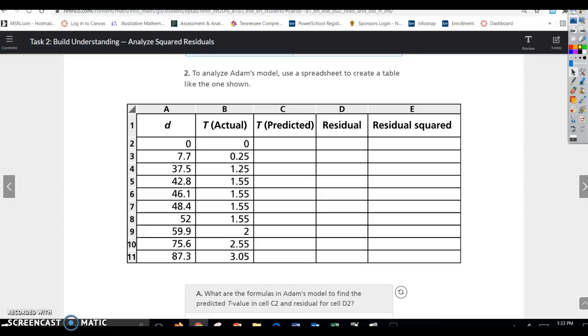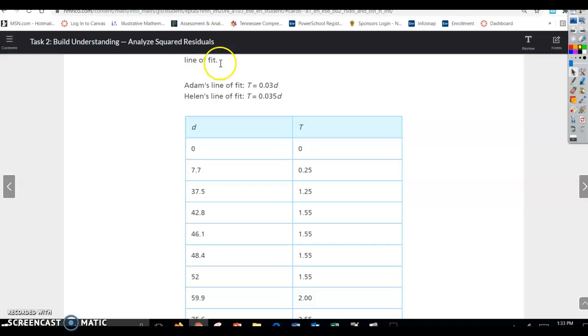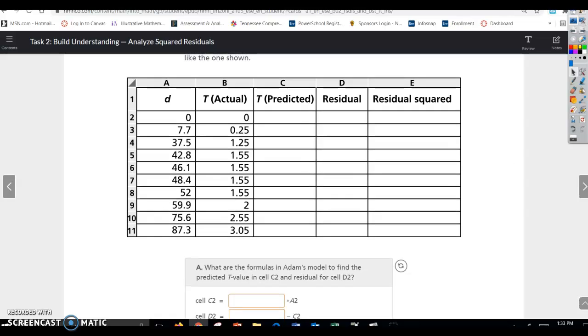So we're going to do what we did before. This is for Adam, so Adam's model. We're going to use the equation above, 0.03 times D. D is in the first column here, in your A column. So you're just going to plug that number in to find the predicted. Then you're going to do like we did before. Actual minus predicted is the residual. And then you're going to take this number and square it to get this number over here.